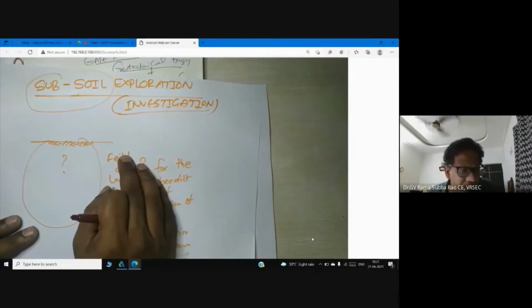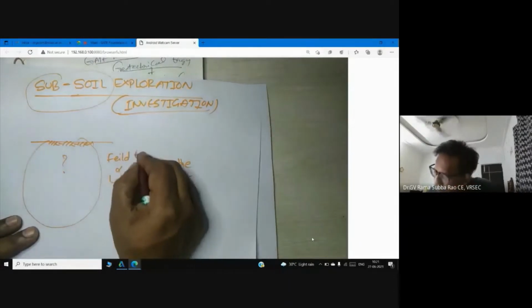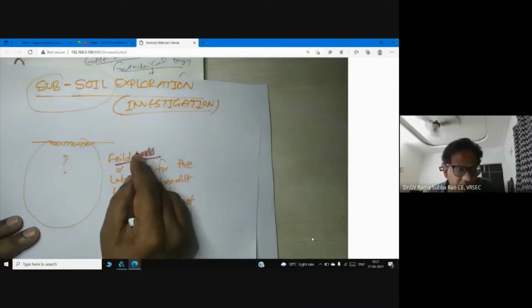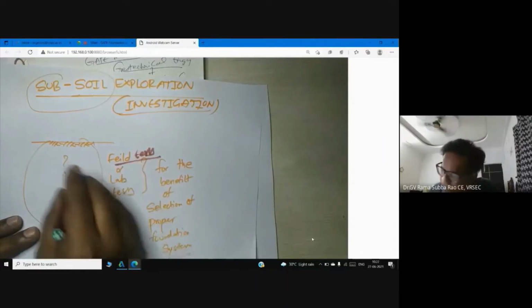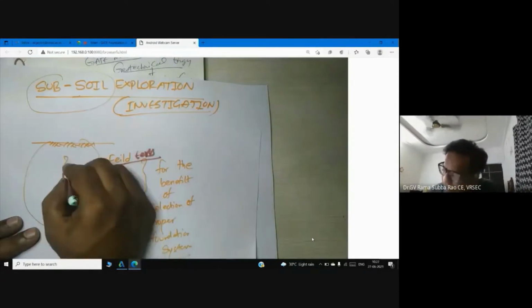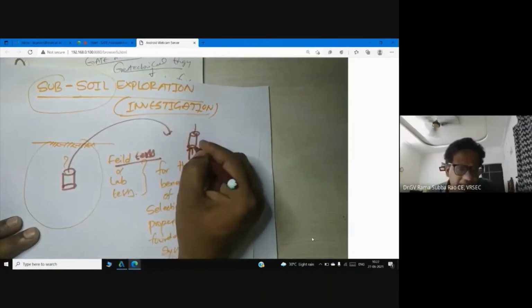So many times in subsoil investigation, we conduct field tests. The very important discussion is collection of soil sample from the field. Then whatever soil sample is collected, we will test in the laboratory.